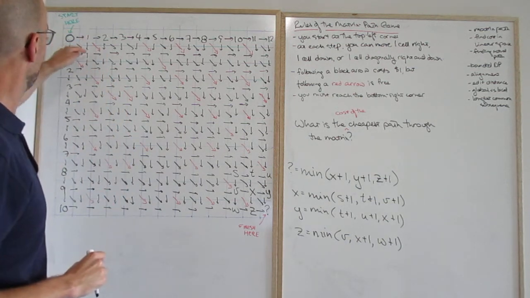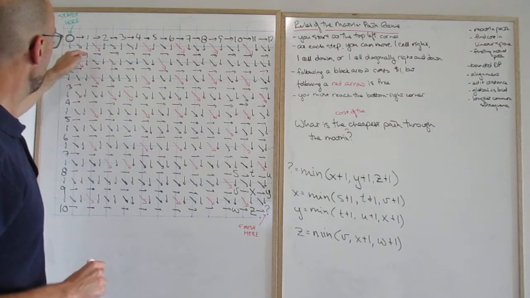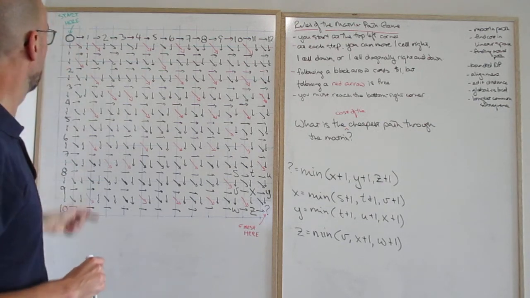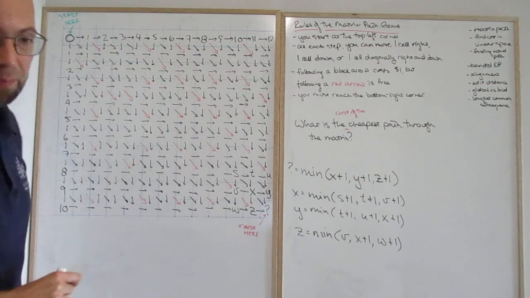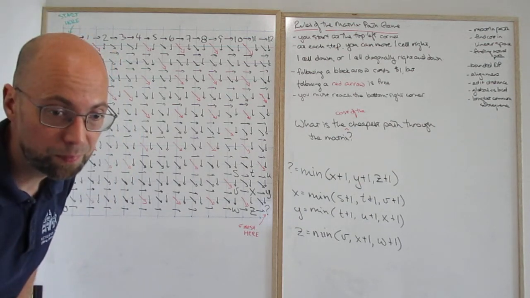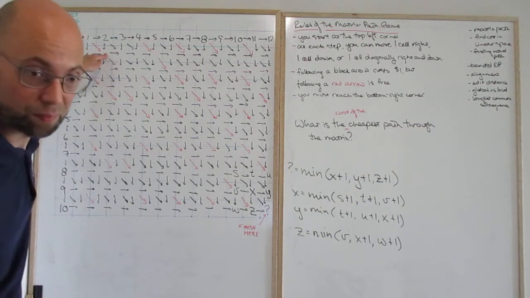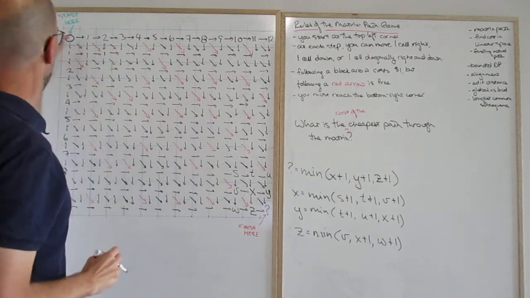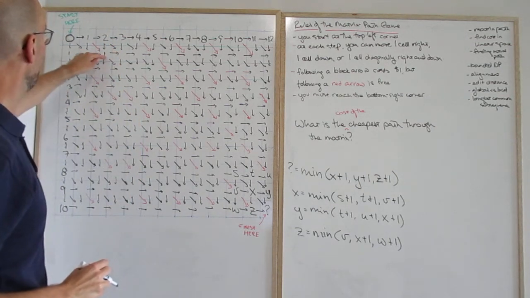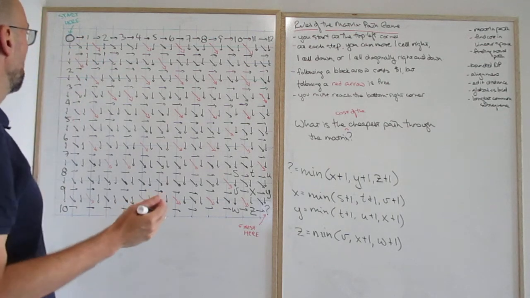I could go here and down, but that would cost me 2. I could go here and right, but that would cost me 2, or I can go straight. Now, what's the minimum cost to get to this cell? To get to this one. Also 1. Why? Because if I go like this and across, it would be 2, but if I go right and then diagonally, it's only 1.